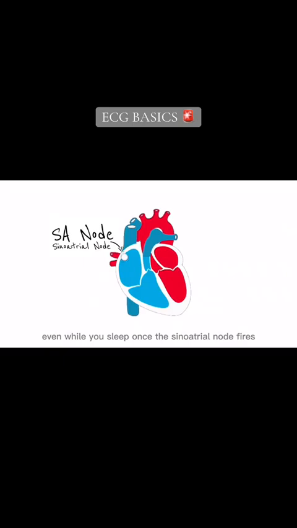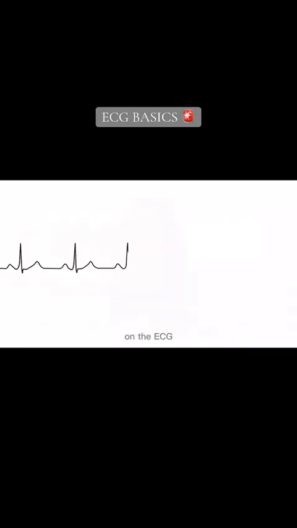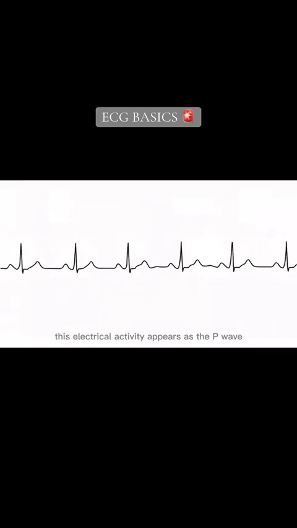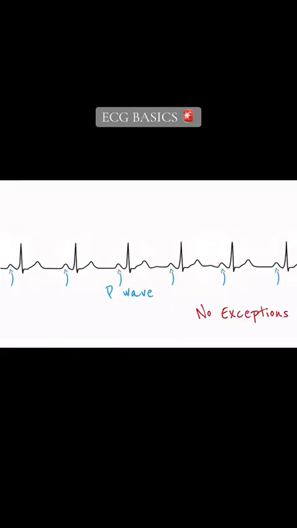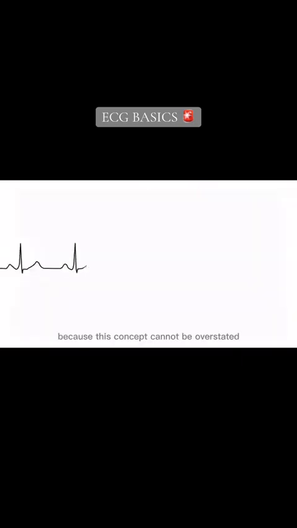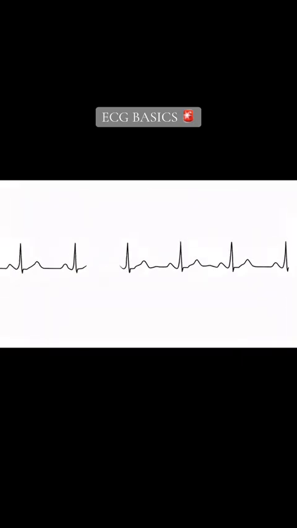Once the sinoatrial node fires, the electrical impulse spreads smoothly across both atria. This causes the atrial muscle to contract, pushing blood into the ventricles. On the ECG, this electrical activity appears as the P wave. And this brings us to one of the most important principles in ECG interpretation. If the rhythm is sinus, P waves must be present. No exceptions. Let me emphasize this again, because this concept cannot be overstated. P waves define sinus rhythm.